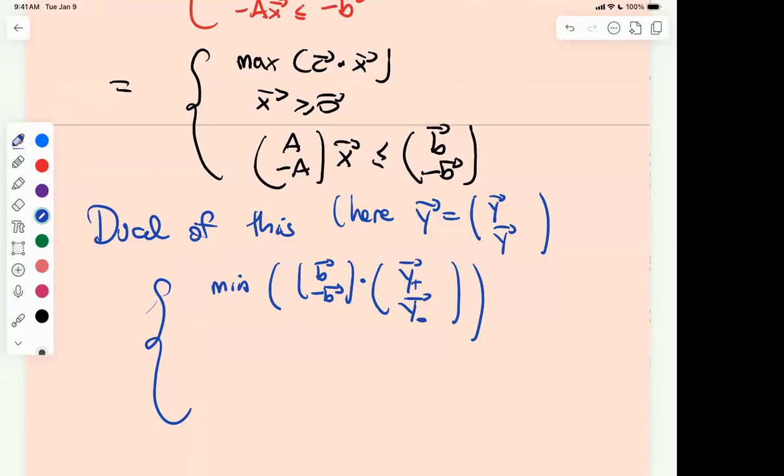And then what are the conditions on the vectors? The vector had to be greater or equal to 0, right? Meaning that each entry is non-negative. So each of these two pieces, oh, sorry, I should have put plus and minus here. Each of these separate pieces has to be non-negative.